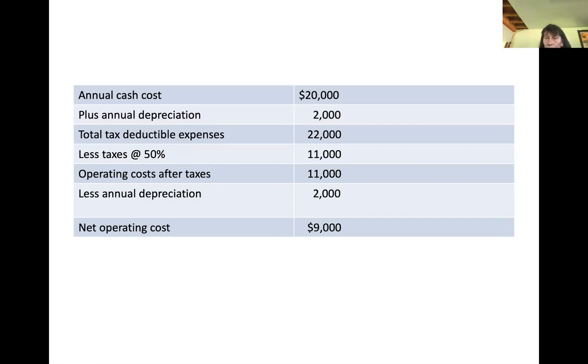Then we have to subtract back out the depreciation because we really didn't have any cash in that. We were just using it to figure out what we were owing from taxes. So the actual operating cost each year for 5 years of that machine is $9,000, not $20,000, because those costs are tax deductible. Now we have figured out the impact of taxes.